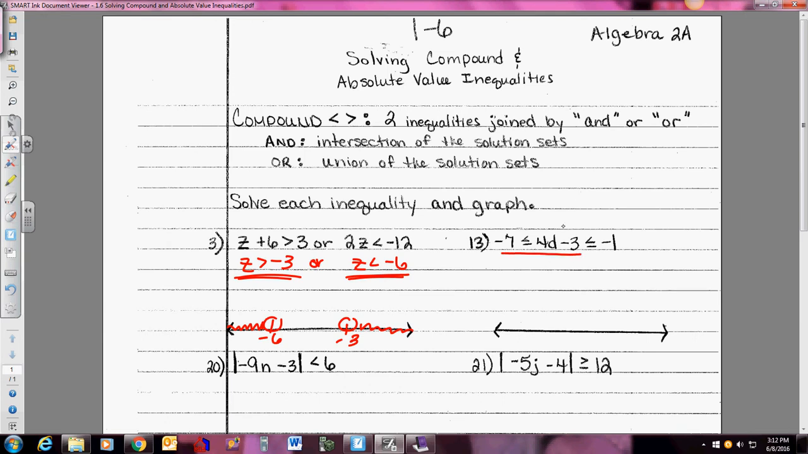-7 less than or equal to 4d minus 3 is one of the parts of the question. And 4d minus 3 less than or equal to -1 is the second part. So you can keep it together if you want to, or you can pull them apart and solve them separately.